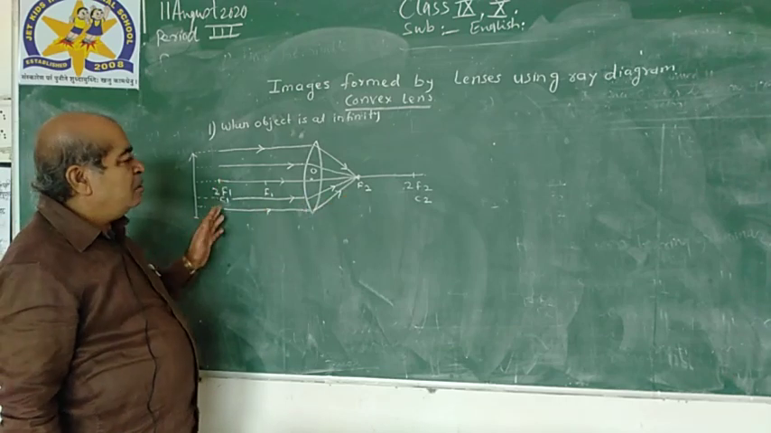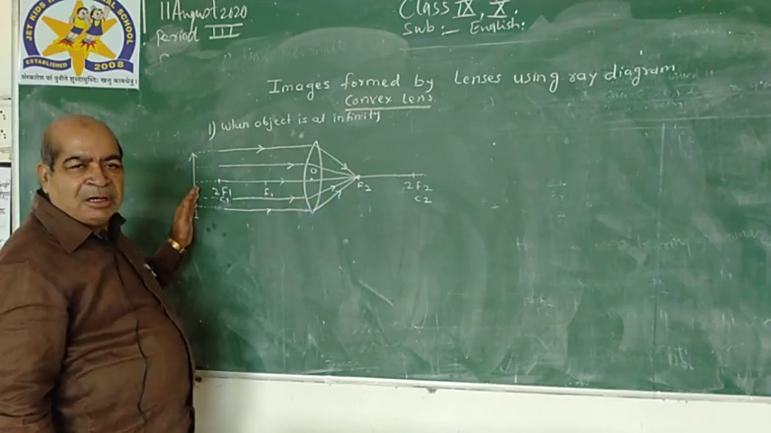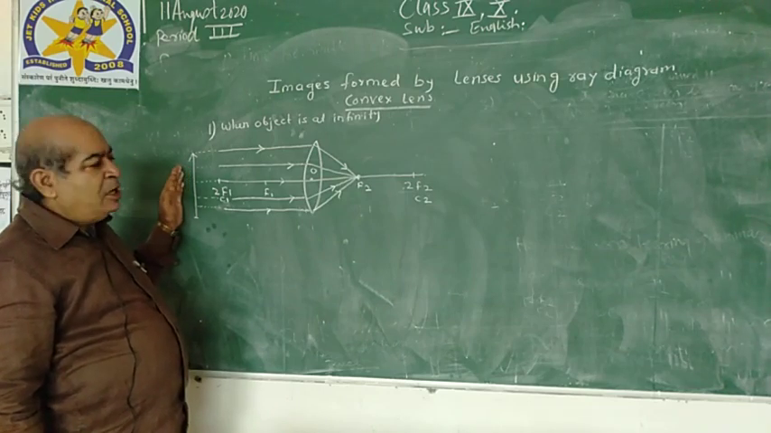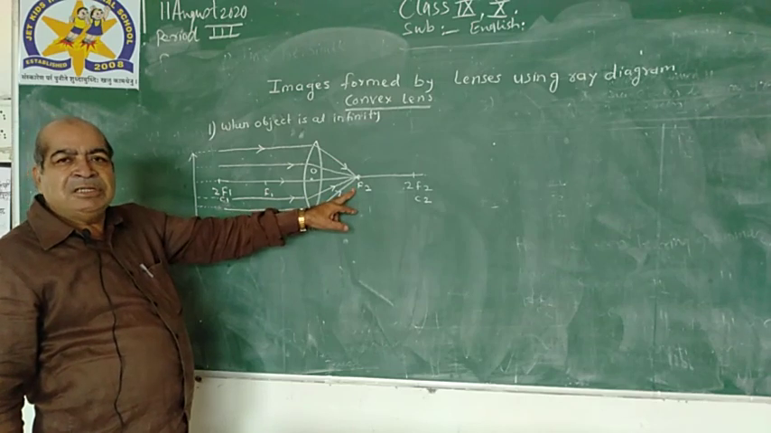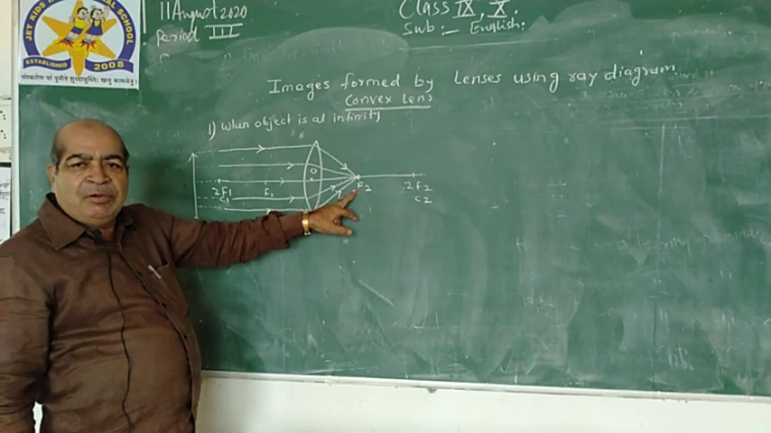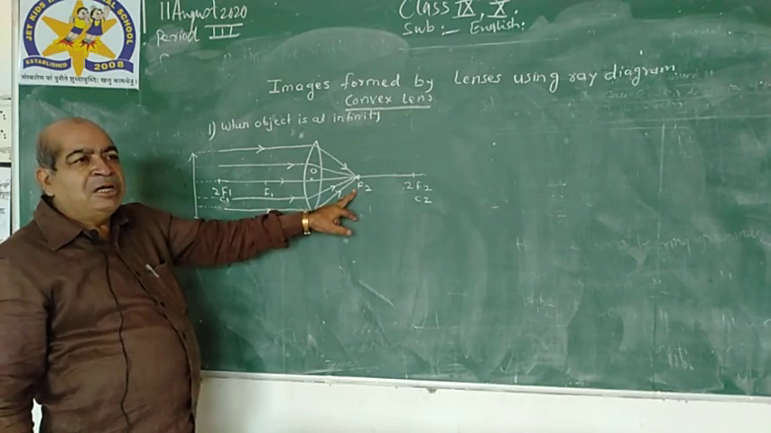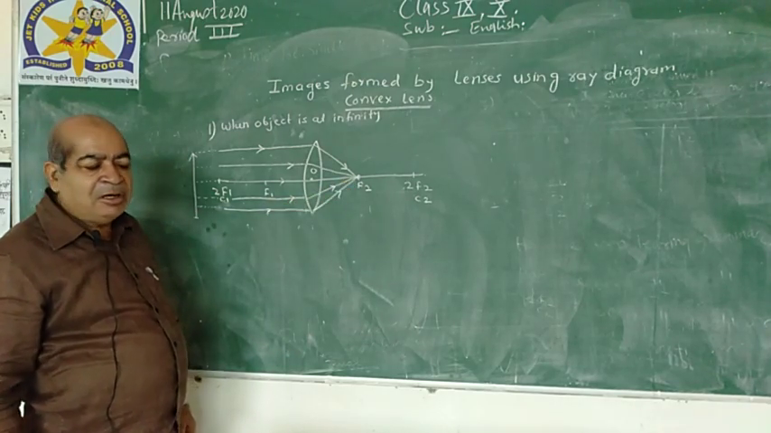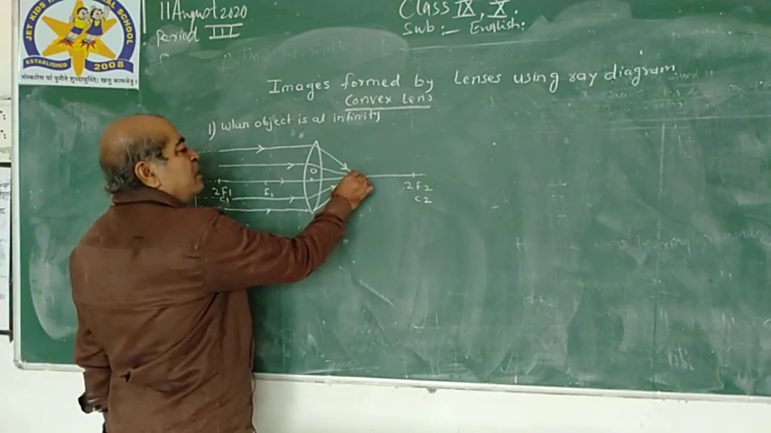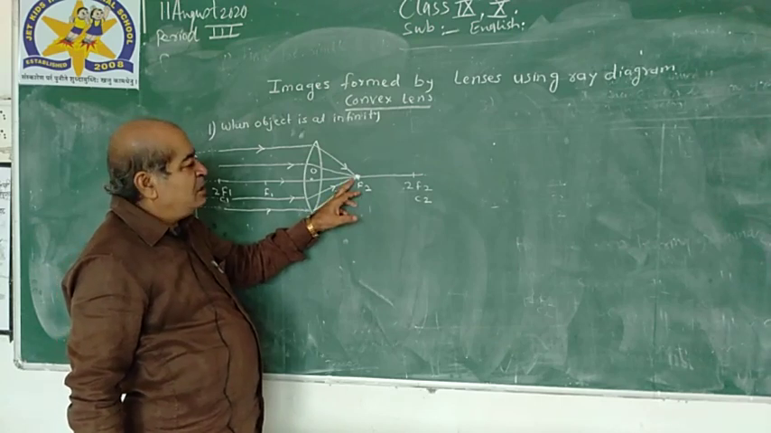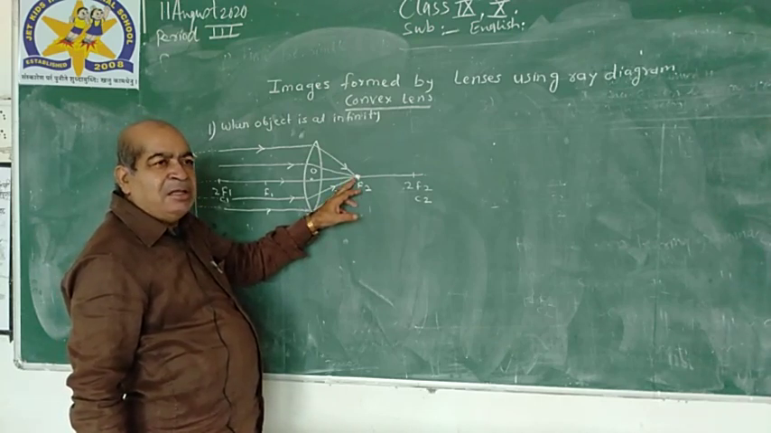The first column is position of object. What is the position of object? Infinity. Then position of image is at F2, means the principal focus on the other side. Then what is the relative size of the image? The relative size of the image is point sized. So this image is point sized.